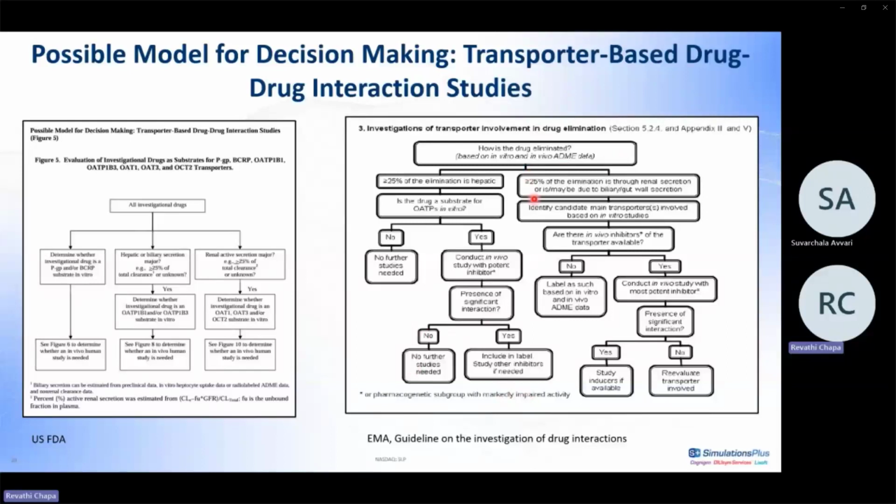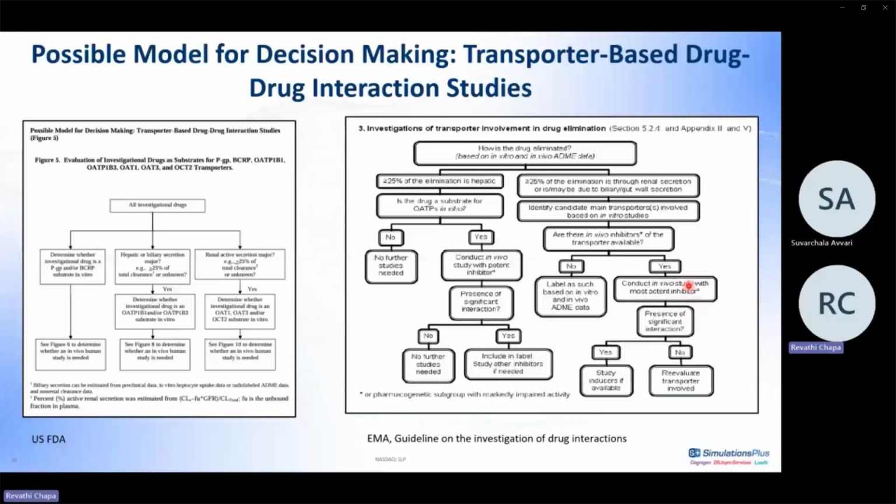Similarly, for renal elimination, it has to be more than 25%, and then we would screen for the transporters involved. We see if there are any in vivo inhibitors. So if we have that in vivo inhibitor, we do a clinical study with a potent in vivo inhibitor. So presence of significant interaction, yes, study inducers if available. If no, we need to reevaluate what other transporters could be involved.